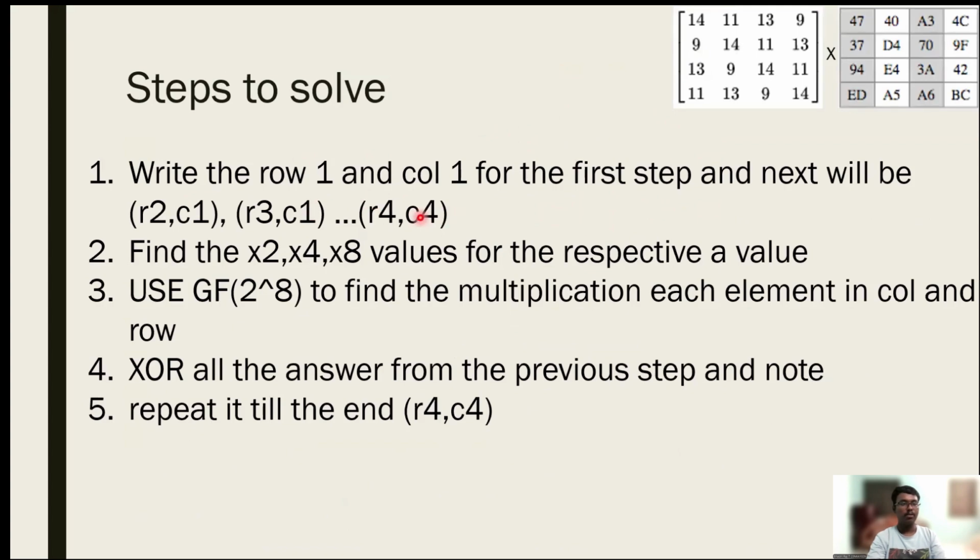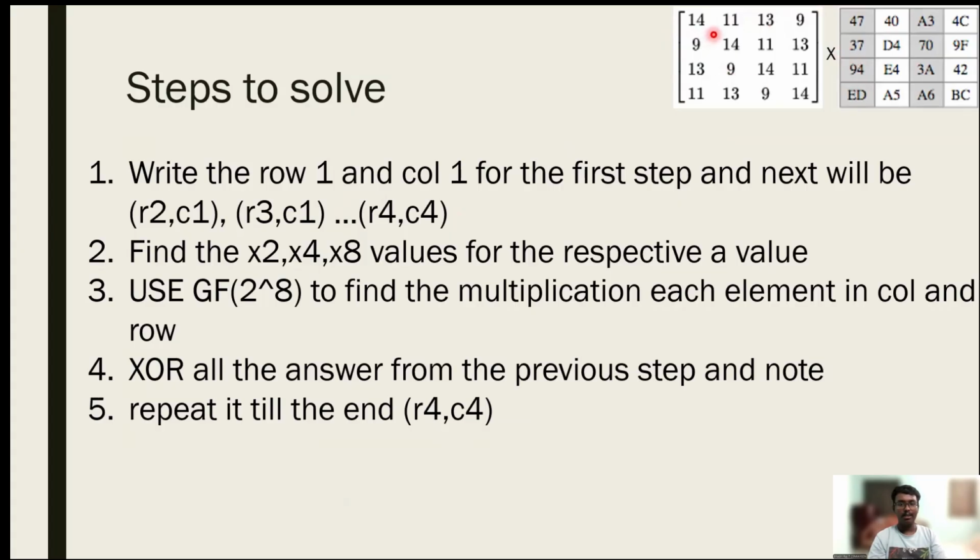So let's see the steps to solve. Like I said, it is something like a matrix multiplication. We take row 1 and column 1 and multiply them. So row 1 and column 1 means 14 and 47, 11 and 37, 13 and 94, 9 and 80.